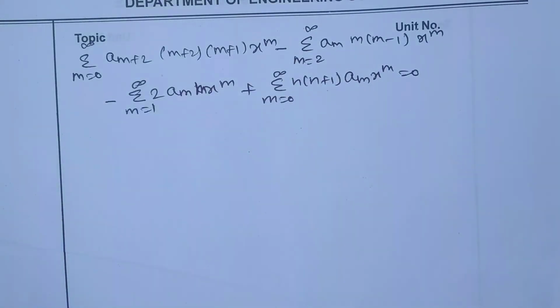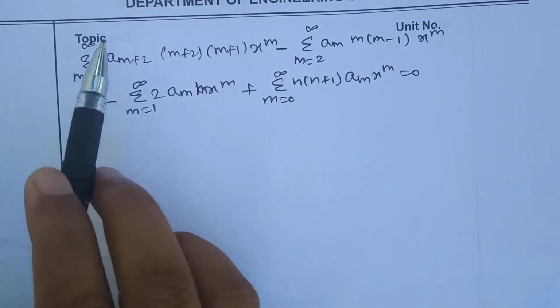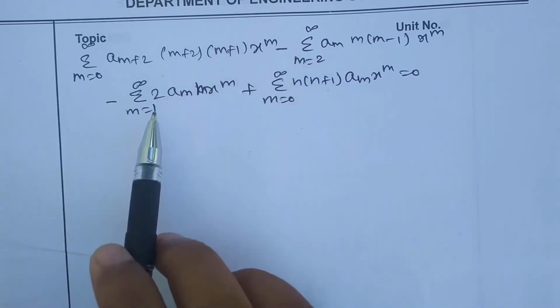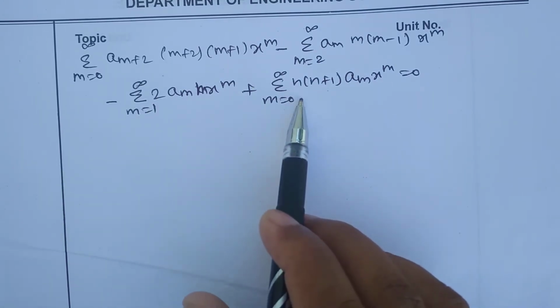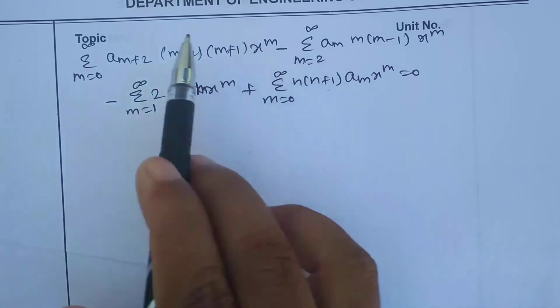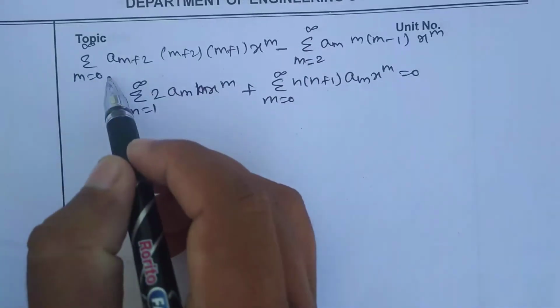This term we will get. Then see, the first summation starts from 0, the second summation starts from 2, the third summation starts from 1, and the fourth summation starts from 0 again. So we have to start all the summations from the maximum number, that is 2. So for that we have to put 0 and 1 here.